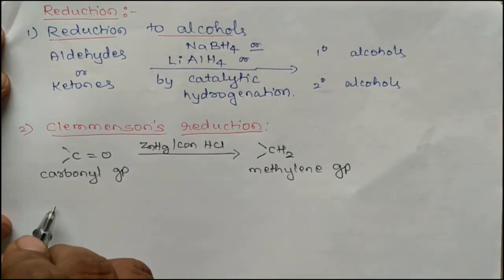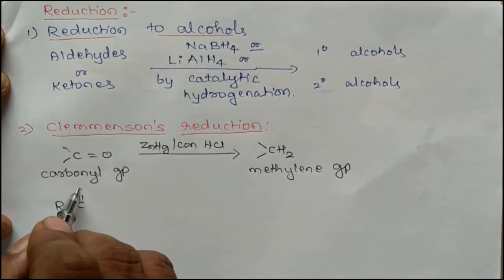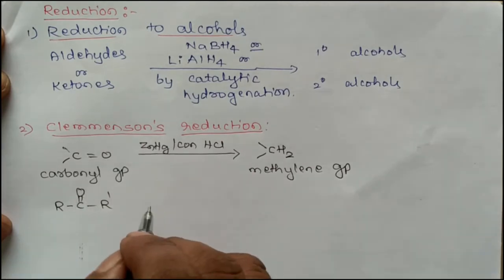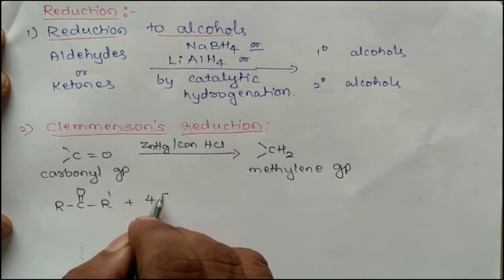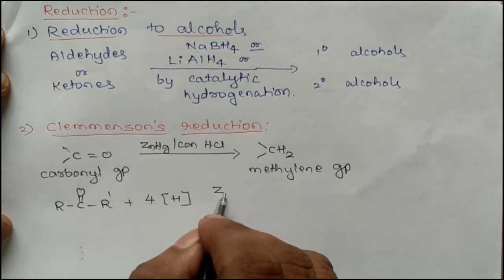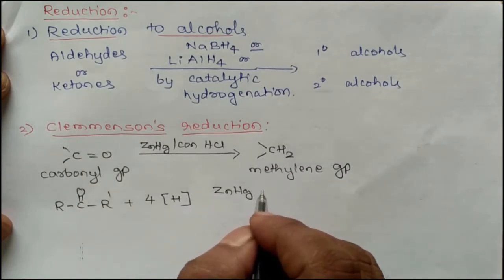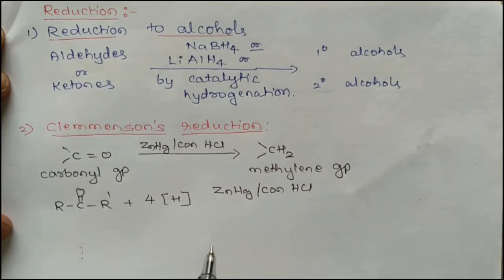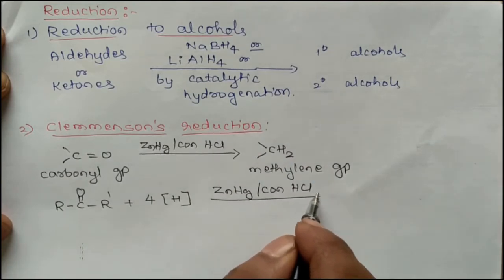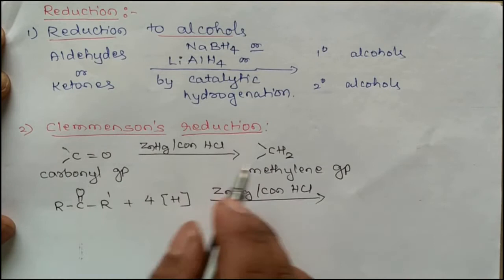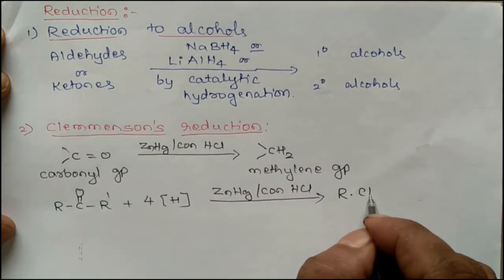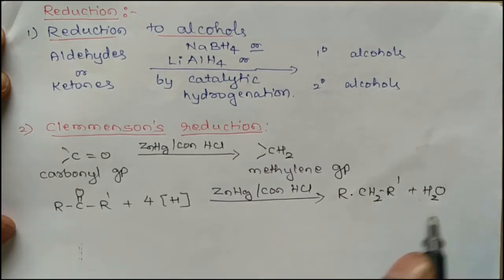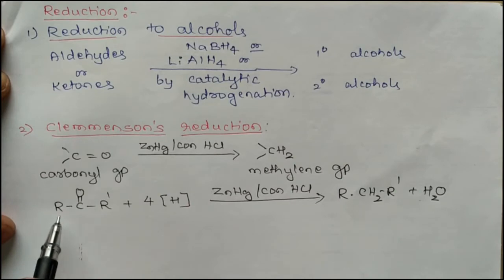Now we'll write the general reaction. R C double bond O R dash. This is a ketone which contains carbonyl group that is reduced by using zinc amalgam and concentrated HCl. You are going to get this CO group converted into CH2, R CH2 R dash plus H2O. This reaction is known as Clemmensen reduction.